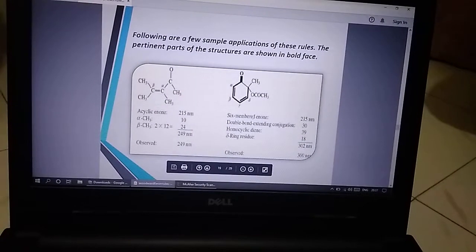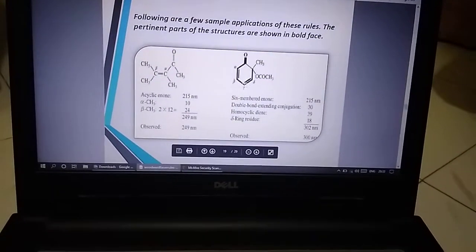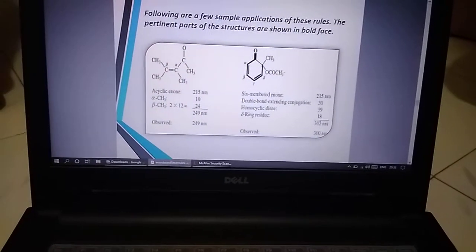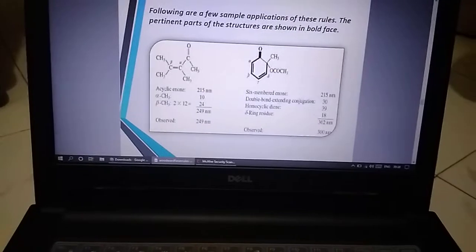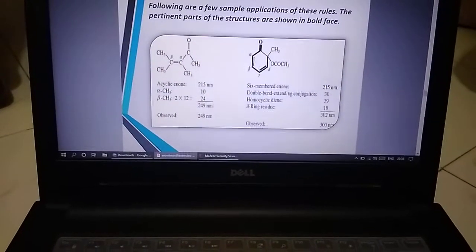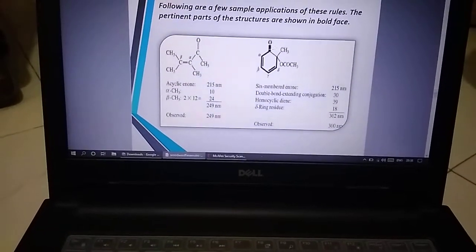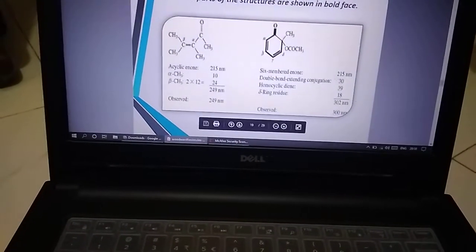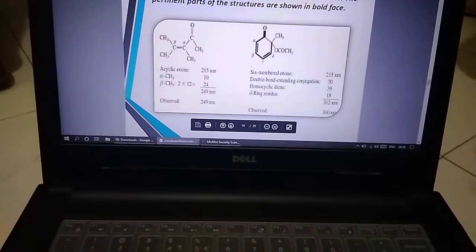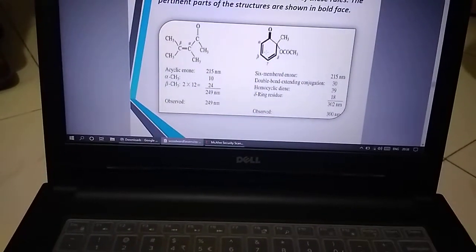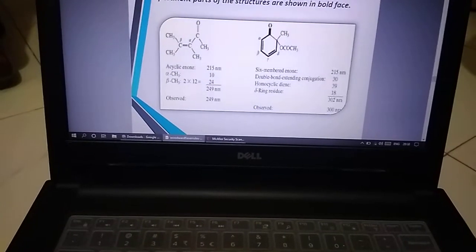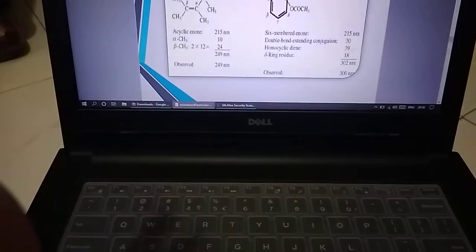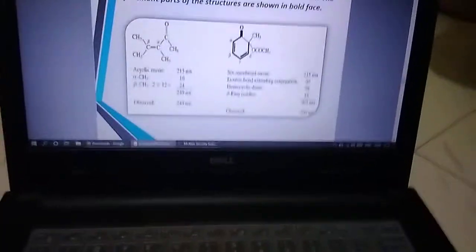And coming to this, it is a 6-membered enone. This is a 6-membered ring structure which has the enone. Enone is nothing but a ketone group, isn't it? So the base value is 215, and the double bond extending conjugation. These two are the conjugated double bonds, but this is a double bond extending conjugation, isn't it? So that will be 30. And homocyclic diene, so both the double bonds are present within the ring structure, so that's why that is 39. And ring residue: this CH3 is the ring residue. So total is 302 nanometers.